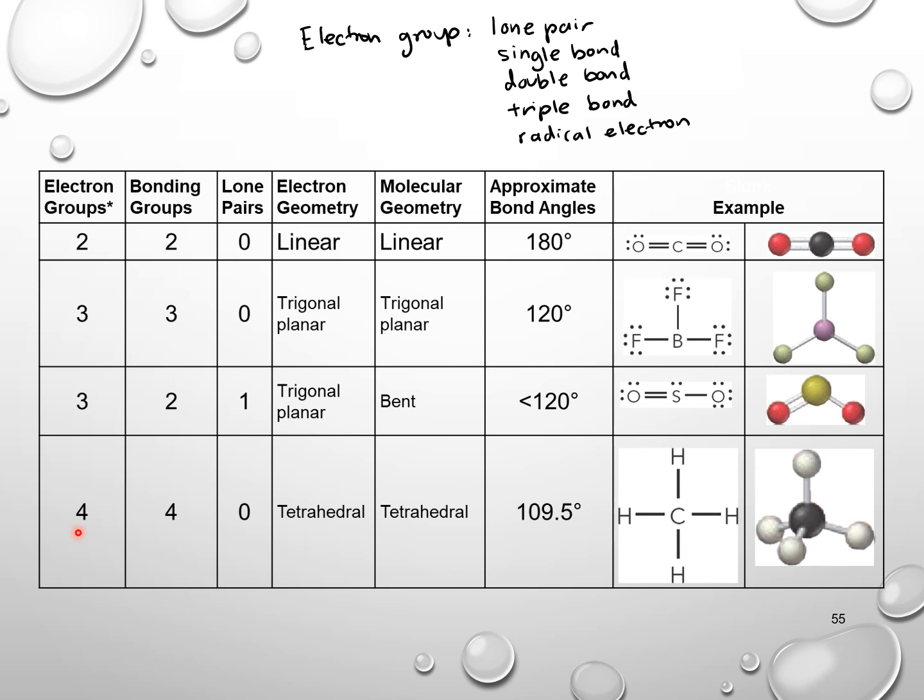So in this case here, we have 4 and 4 and 0 because all four are bonding groups, and there's no lone pair. So the tetrahedral stays for electron geometry and for molecular geometry, and the bond angle is 109.5. So from here to here, 109.5, 109.5, 109.5, 109.5. Okay, so make sure you memorize all this information for this first slide.